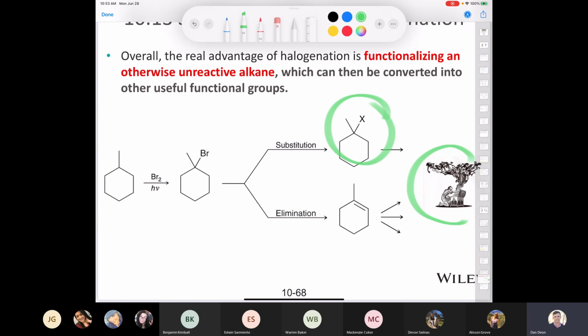Let's say you made an alcohol, right? You just did a solvolysis. Well, you can do lots of stuff with an alcohol too. Then we'll see in organic chemistry too. But the idea is that we're really busting the doors open now to so many different possibilities.